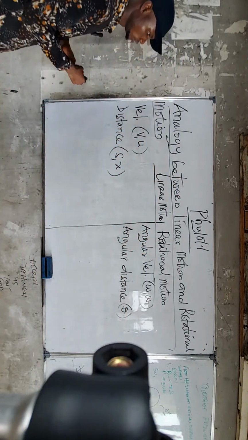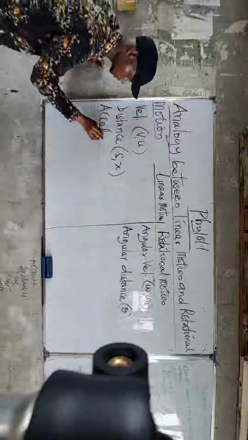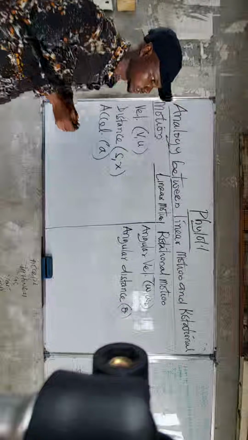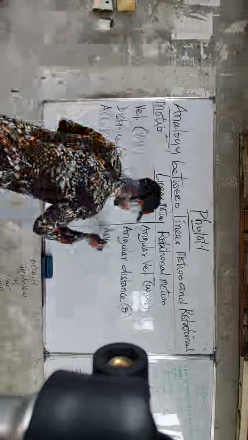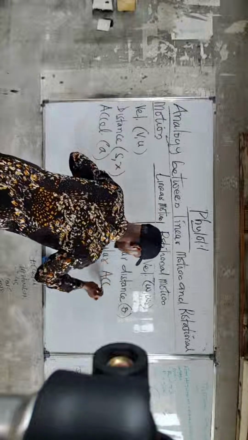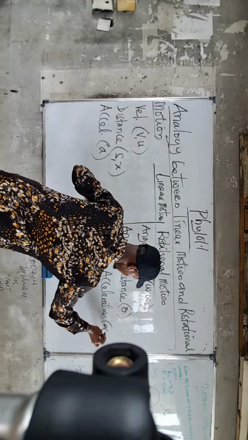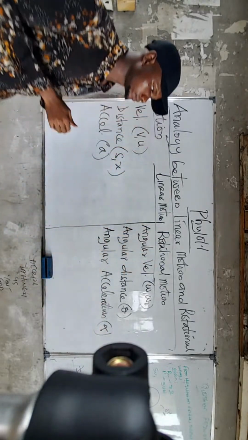In physics, we call it acceleration, and we use a to represent it. In rotational motion we call it angular acceleration, and we use alpha to represent this. Please take note of this.